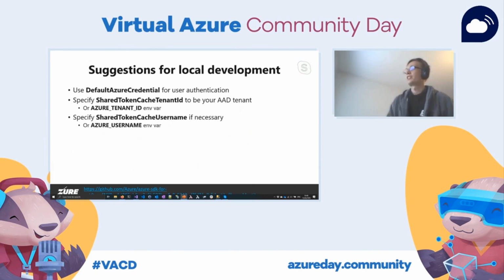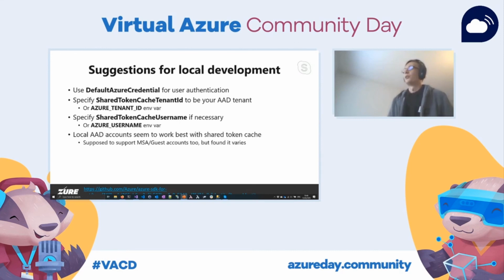And then if necessary, you can also specify the username, though I would say most people probably won't have multiple users in the same tenant, at least I do in some of my tenants, but most people won't. Now, I've noticed that at the moment, local Azure AD accounts work best with this shared token cache. So like a local user in there, so not an external who's been invited there or a Microsoft account. It's supposed to support it as well, but I've found that it varies a bit.